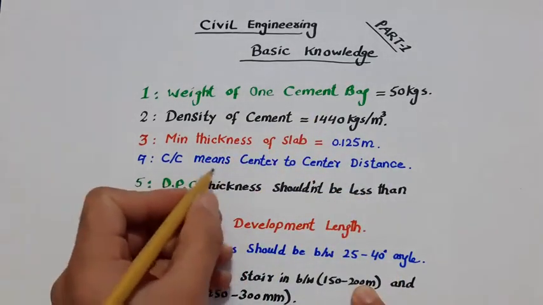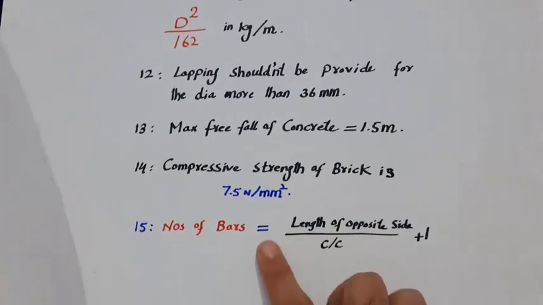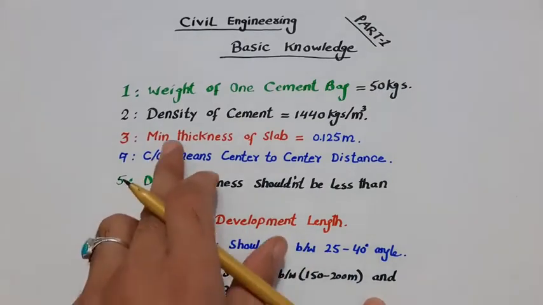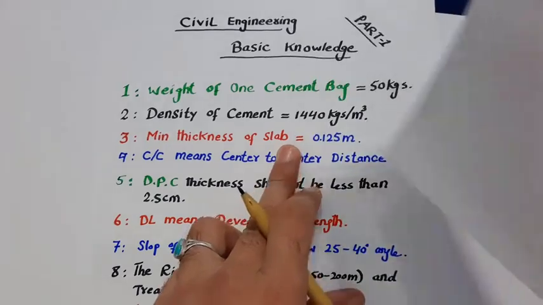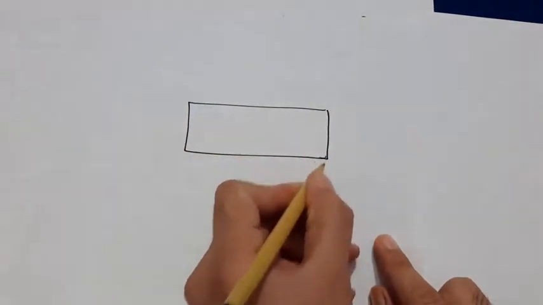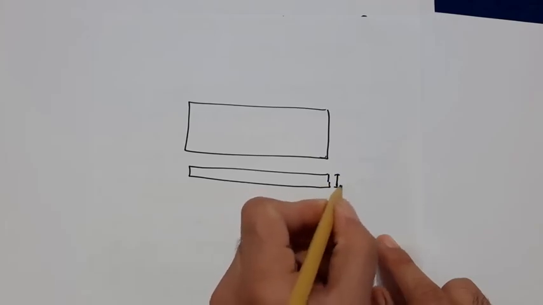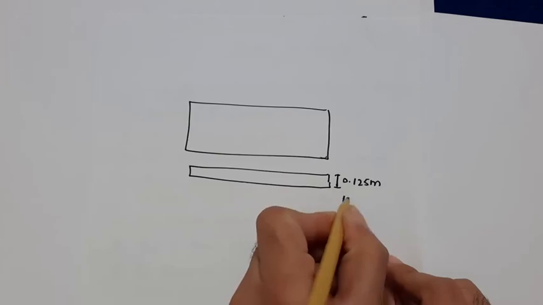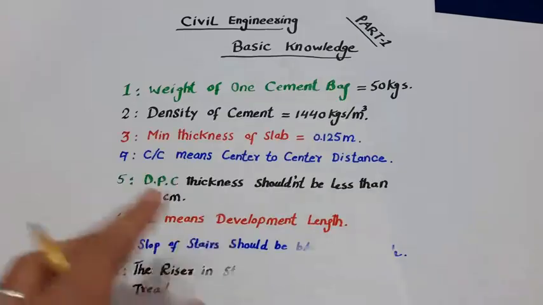The third one is, guys, minimum thickness of slab. Guys, we have about 15 points. As you can see, till 15 we have. The third one is minimum thickness of the slab. Guys, you can see here, this is the top slab, and this is the cross section. The thickness of the slab should be minimum 0.125 meter or 125 millimeters.